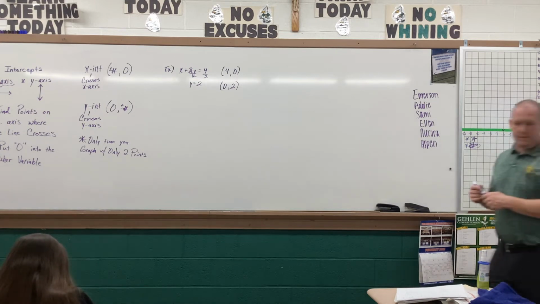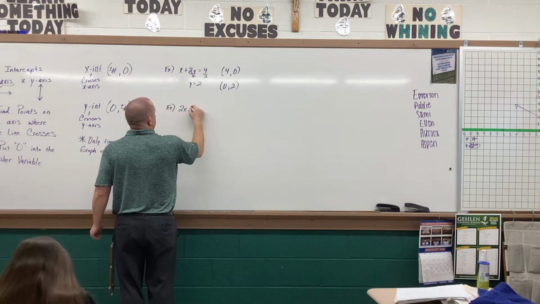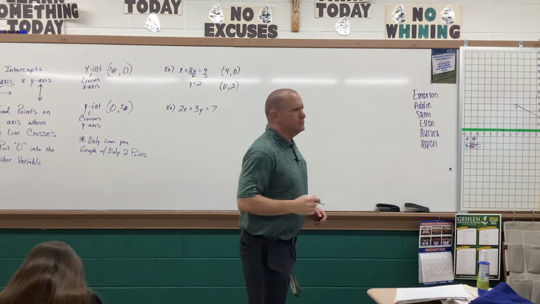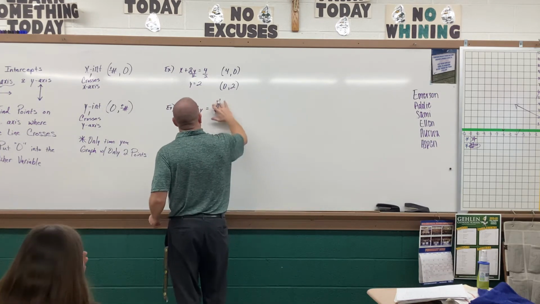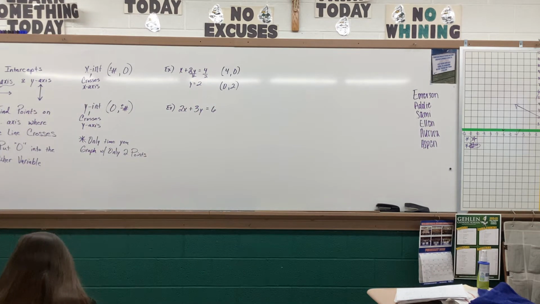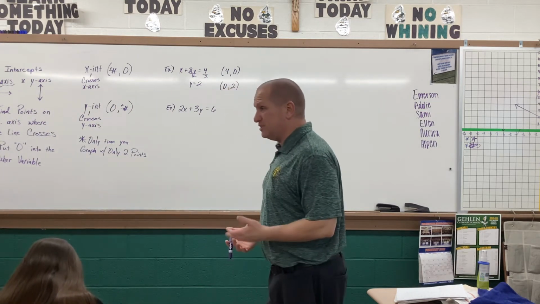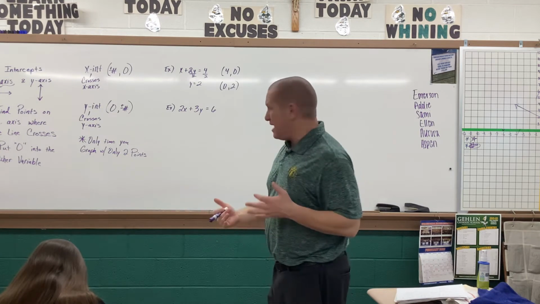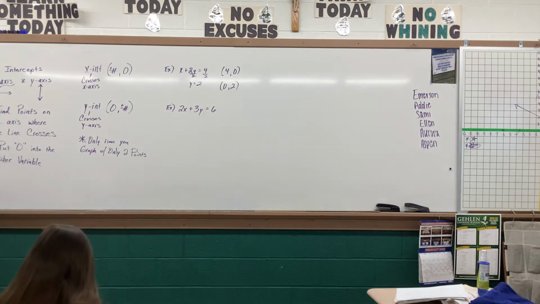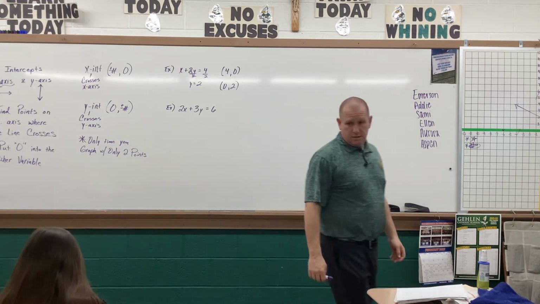Let's do this one. 2x plus 3y equals 7. I think it was 7. Nope, 6. Alright, so again, if you want to stay consistent and always find the x first, you do that. If you want to find the y first, it's totally up to you. It doesn't really matter which one you find first. So go through the process and see if you can find the x-intercept and the y-intercept. The points where they're going to cross.